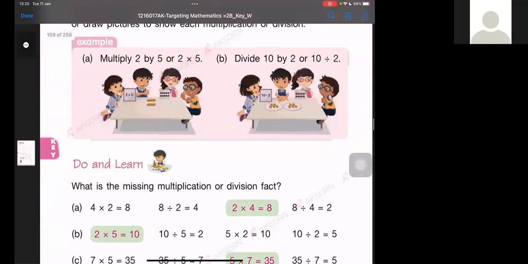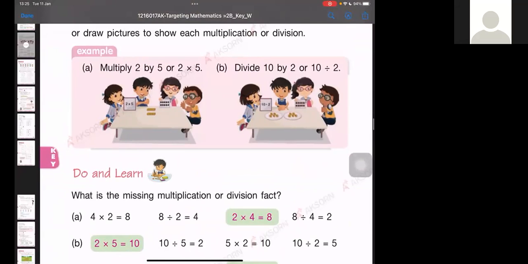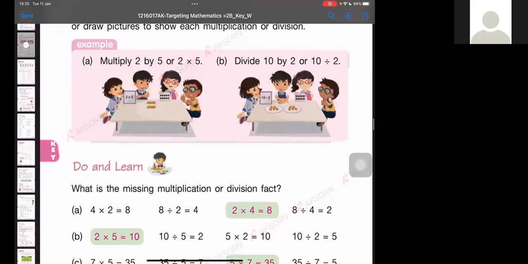And let's answer do and learn. So I will answer letter A and letter B. Yes, group B is already finished, right? How about the group A? We're not yet finished here, right?